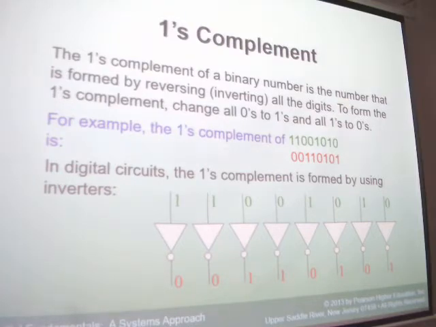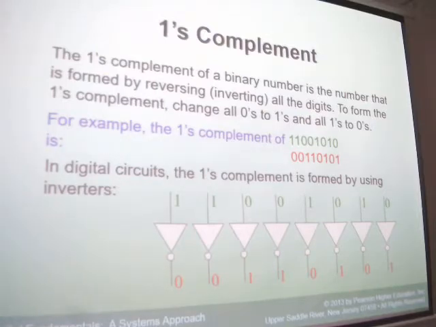This is 1, 1, 1, 0. Yes, because in computers, in calculators, we use two's complement to represent minus numbers, to represent negative numbers. Yes, sir. This is right? Yes.